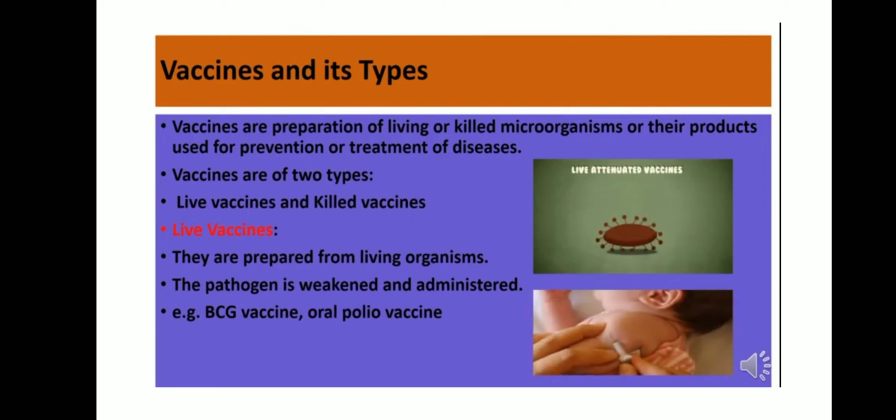Live vaccines are what? They are prepared from living organisms. The pathogen, the microorganism, is weakened and that is administered into the body. It may be a virus or bacteria, whatever it may be. The harmfulness of this microbe is made weaker and then it is administered into the body. Example, BCG vaccine, oral polio vaccine, etc.